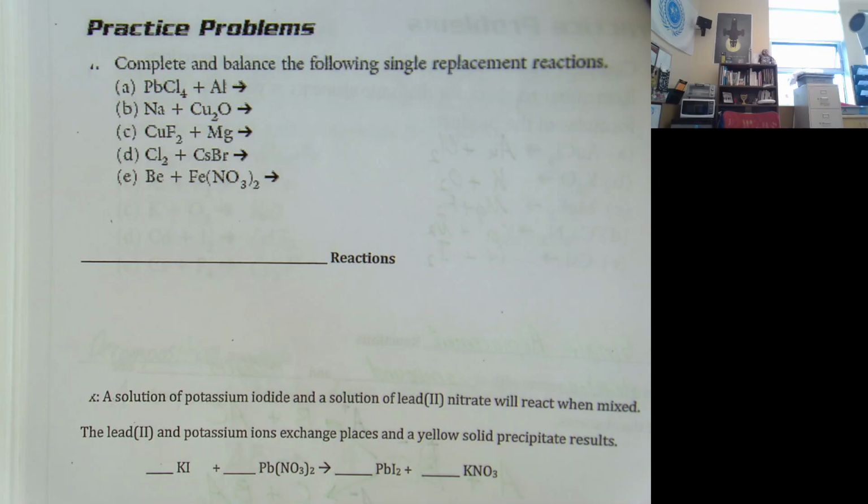If you swap out a non-metal, what do you have to check for? Beware. Beware, beware. When you swap out a non-metal, what do you always have to check for? Yeah, diatomics and polyatomics. I'm talking about letter D. It's not going to be NaO.